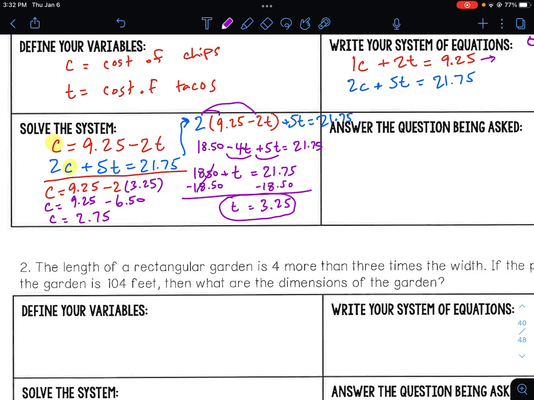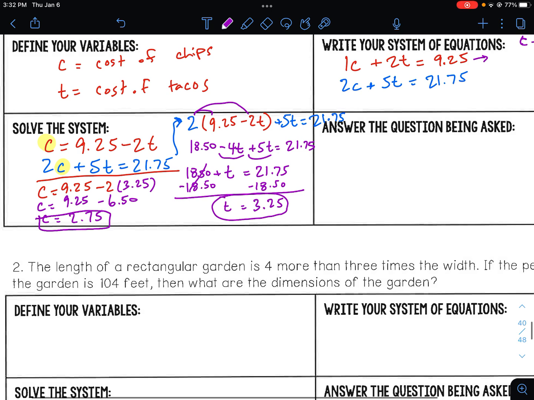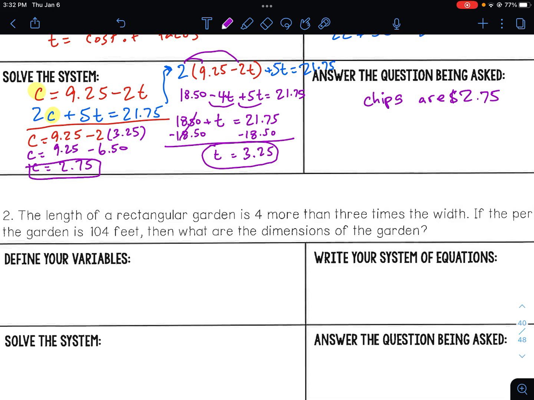And there it is. $2.75 for chips. All right. Whew, that was a lot.